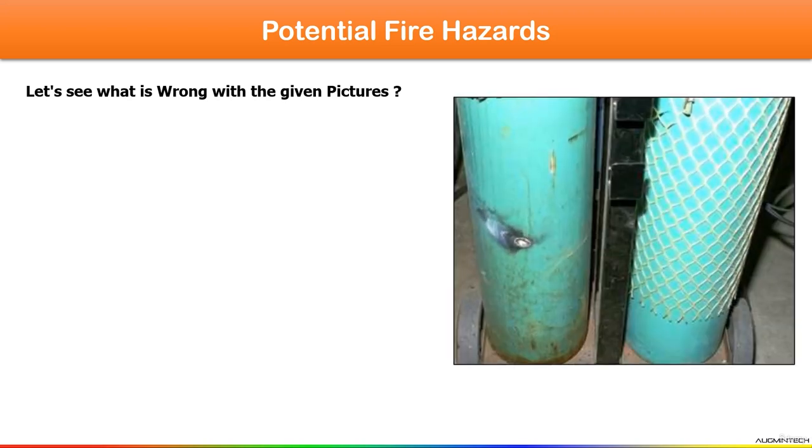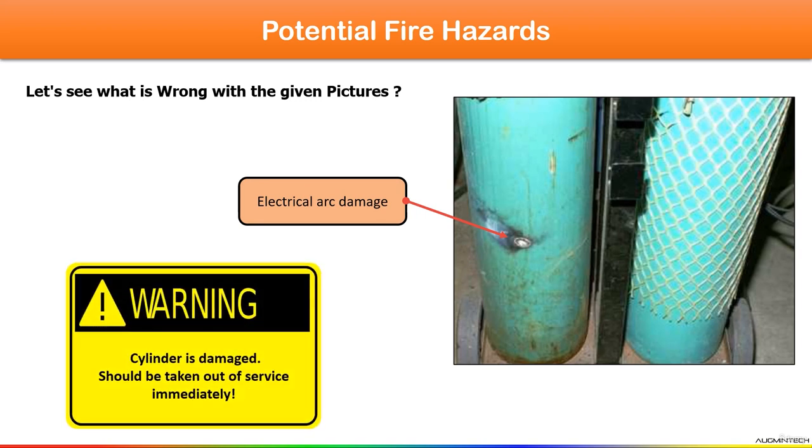Now when you see this image, what happened here? We have electrical arc damage. So what do we have to do? Your cylinder is damaged, so it should be taken out of service immediately so you can prevent the fire hazard. Otherwise, it is dangerous for us.